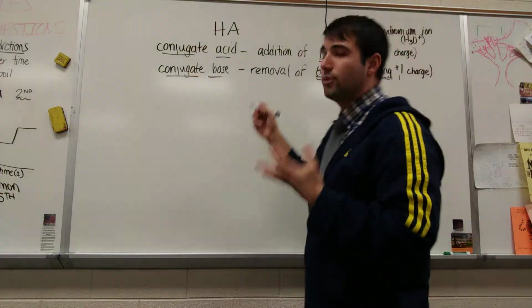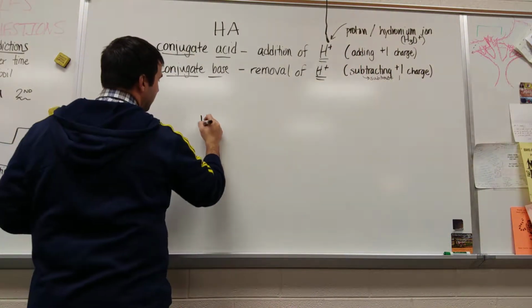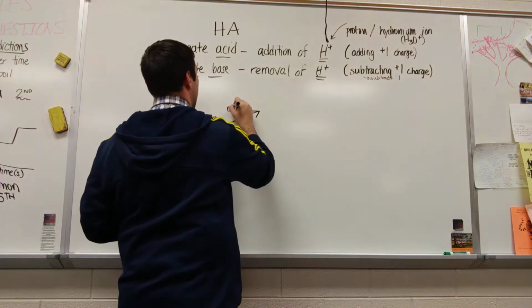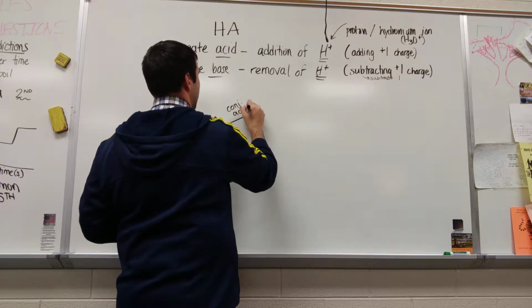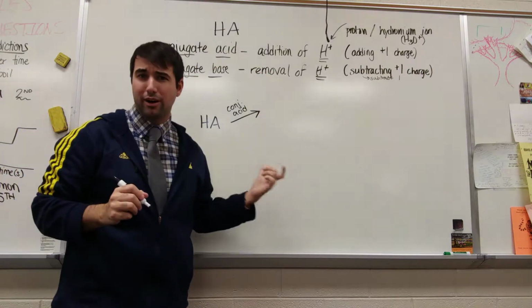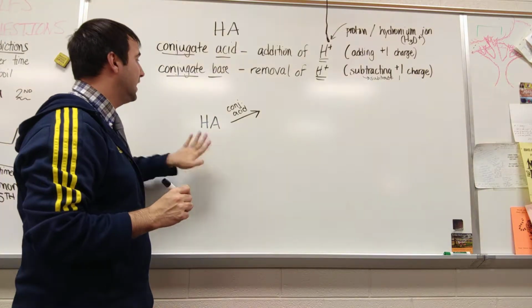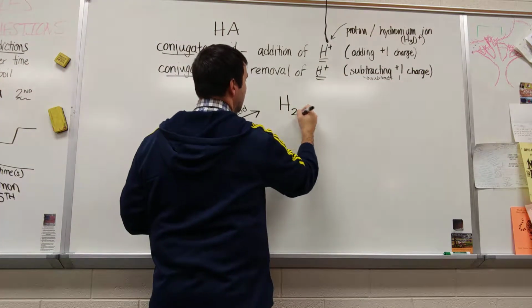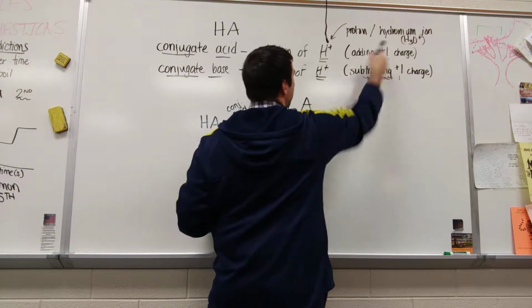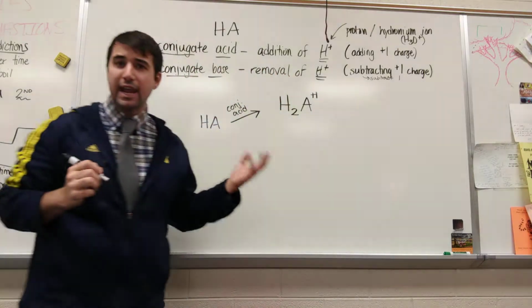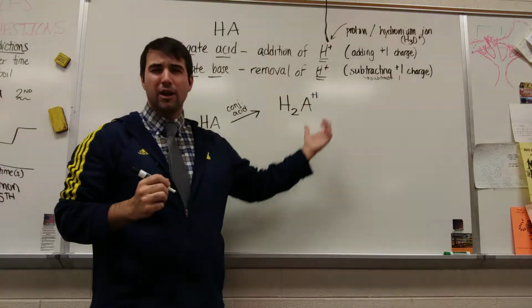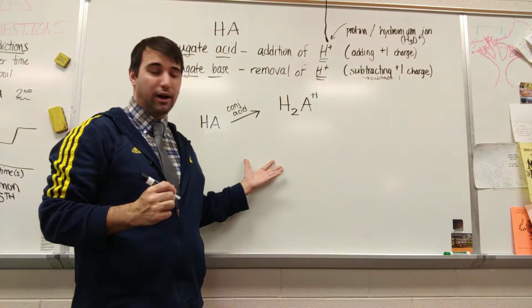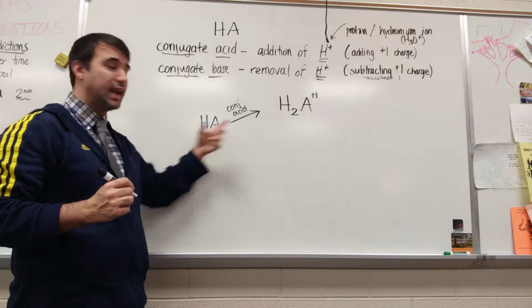So if I were to do the conjugate acid of HA, I'm going to do that first. I'm going to add H+ to HA here. So if I want to add H+, I'm just going to add another H. So it's going to be H2A, and I'm adding a +1 charge, so it's going to be H2A+. This isn't typical, but this is what I mean by adding an H+. I added an H to HA and I get H2A.